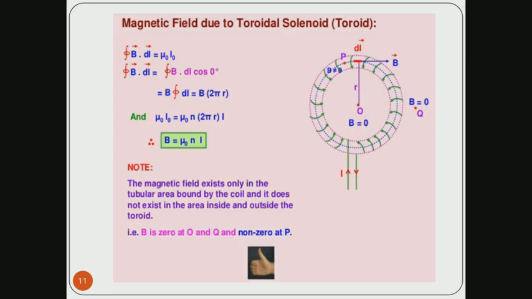And here the angle theta is equal to 0 degree. So closed integral B dot dl is equal to B dl cos theta, that's equal to mu 0 N I. After further calculation, we will get B is equal to mu 0 n I, where n is equal to N by 2 pi r, that is the number of turns per unit length. So we get the final equation as B is equal to mu 0 n I itself for the case of a toroid.